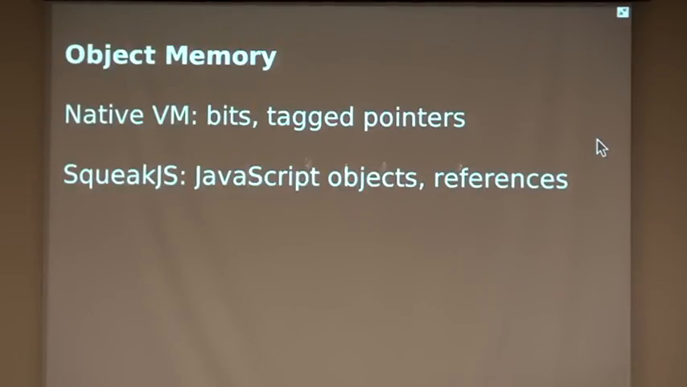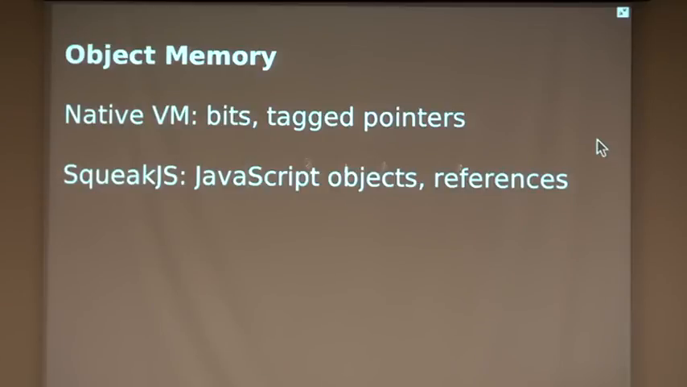Okay, so in the native Squeak VM, what we have is really just bits in memory. You have an image file, which is a snapshot. It's a memory dump. So Squeak starts up very quickly by just taking that image file, putting it up in memory, and then continuing to run where it left off.